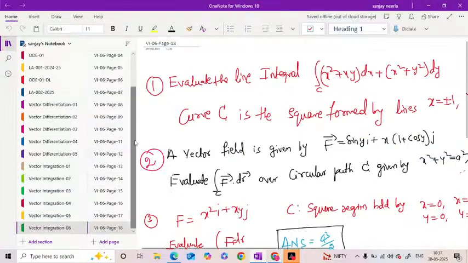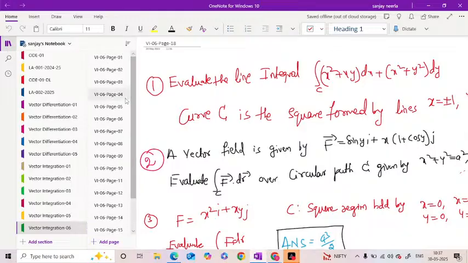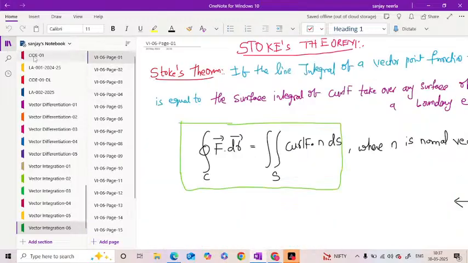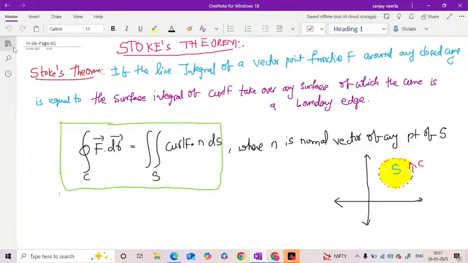So I think in the last class we have seen Stokes theorem. Before starting the next topic, the Gauss divergence theorem, I will revise the Stokes theorem again. Stokes theorem relates a single integral to a double integral. That means the line integral of F dot dr is equal to the surface integral of curl F dot n dS, or you can take dA.